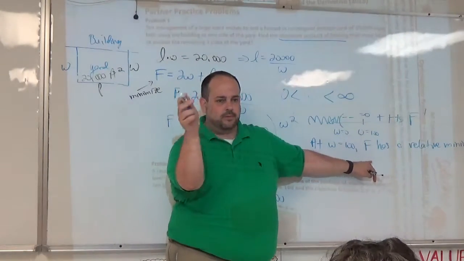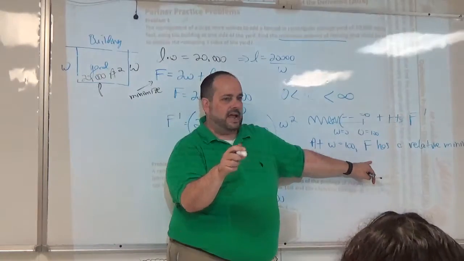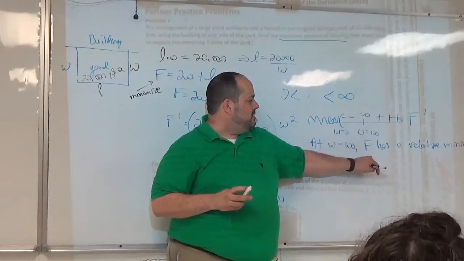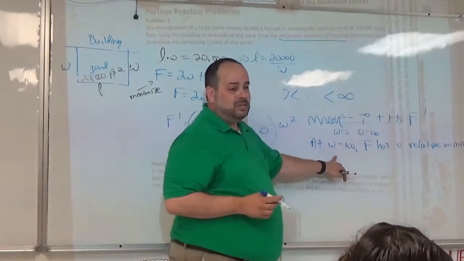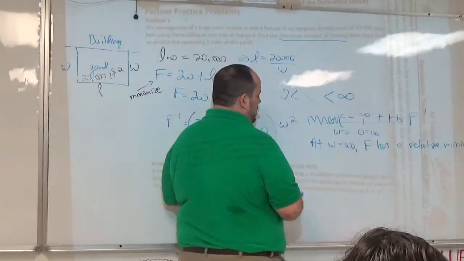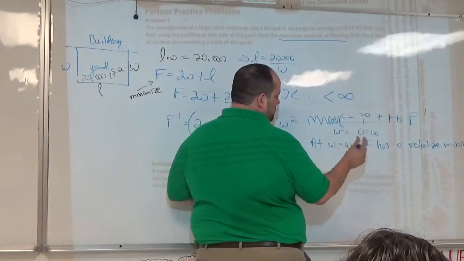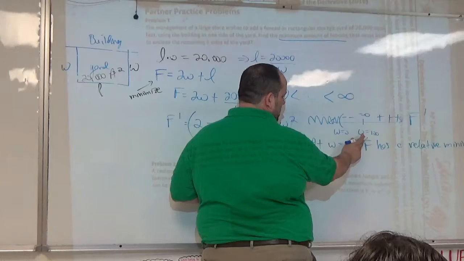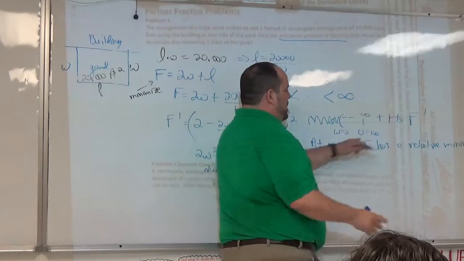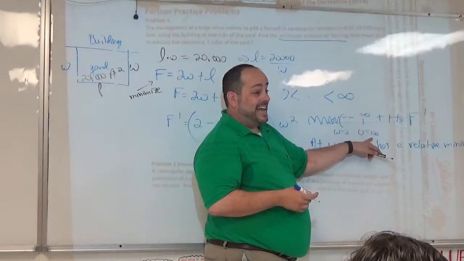One person, two people, three people. How about some friends up front? How would you convince me, Ilay, that you actually have an absolute minimum at 100? At W equals 100, it is the only moment that F prime changes sign. This is the only place where F prime changes sign, right?